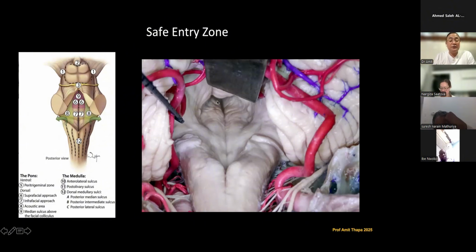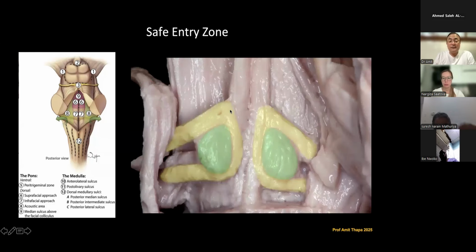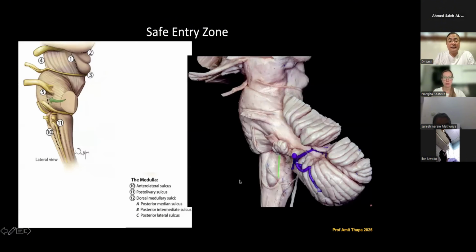This area does not have any significant motor nerve area. But again, this is a very small area to go through, and this is good for only very small lesions. And then in the medulla, posteriorly, you can attack through the dorsal medullary sulcus. So this is how it appears on the fiber dissection methods.